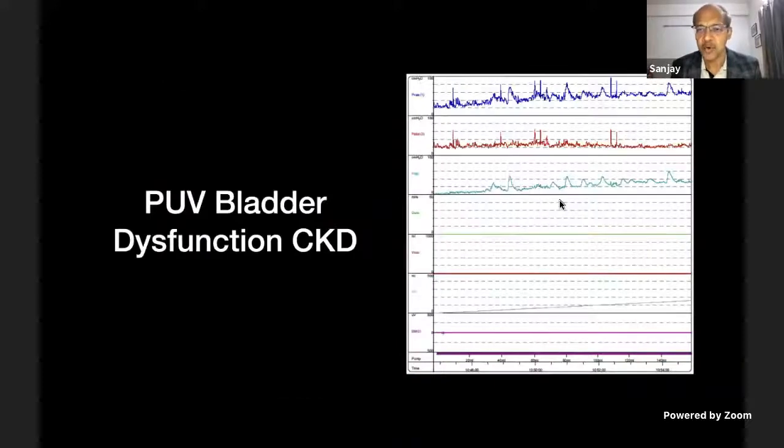And this patient has progressively increasing detrusor pressure as the bladder is filled up. There's a poorly compliant bladder along with phasic detrusor contractions, both of which are bad for the upper tracts.